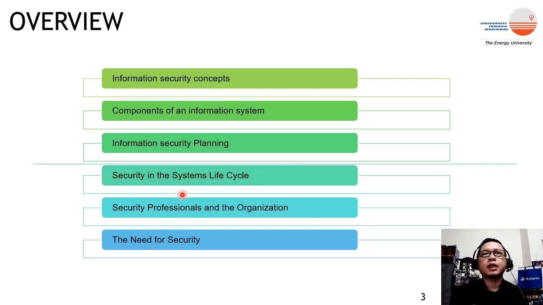That means in terms of planning for security implementation, we are going to look at what we are actually going to do, the activities with regard to the system's life cycle. And then we are going to look at security professionals and organization, and also why there is always a need for security planning and also implementation.